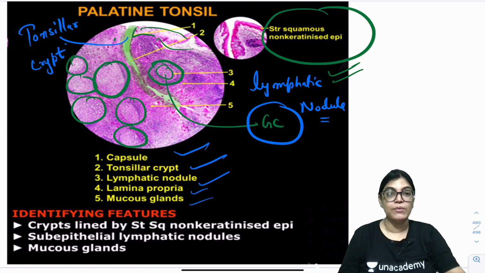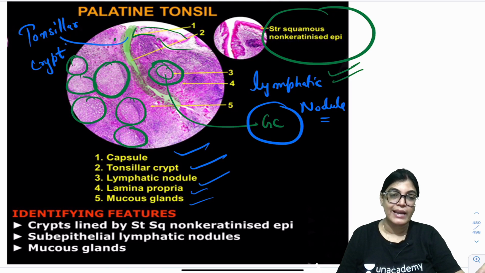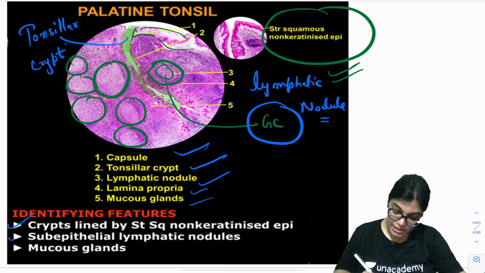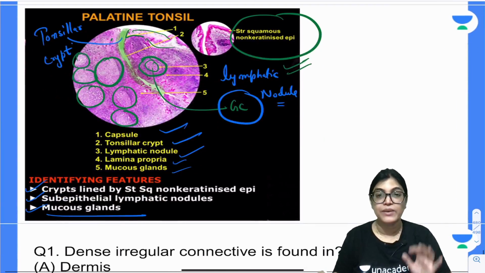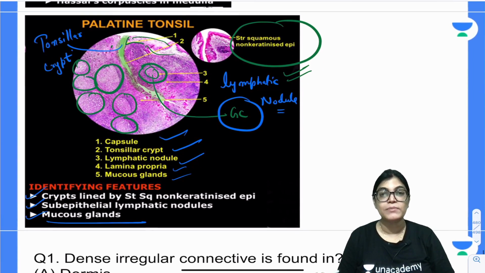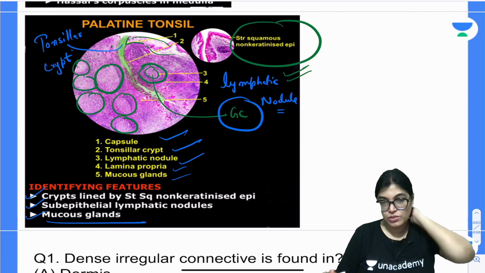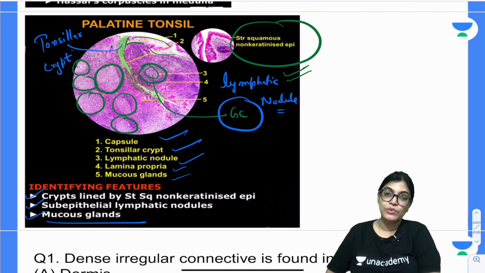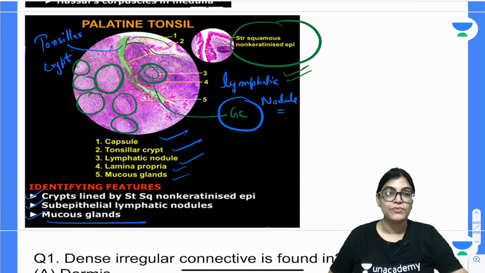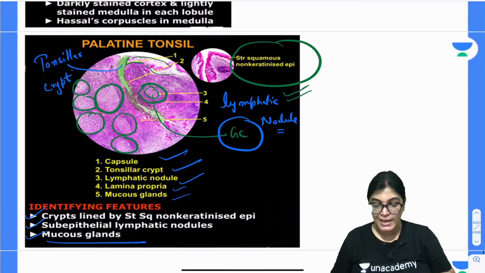So, capsule, tonsillar crypt, lymphatic nodule, lamina propria, few mucous glands. Crypts are lined by which type of epithelium? Stratified squamous non-keratinized epithelium. Subepithelial lymphatic nodules and mucous glands are there. For identifying the slide, if we see a stratified squamous non-keratinized epithelium, along with a number of lymphatic follicles and a tonsillar crypt, all these points give you the characteristic features, and we can identify that this is a slide of palatine tonsil. So my dear aspirants, done with this.